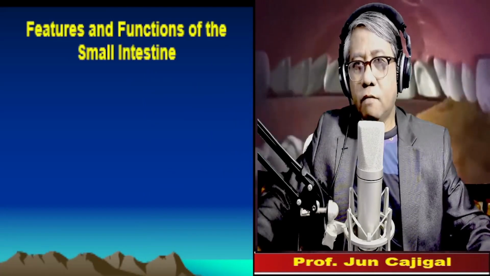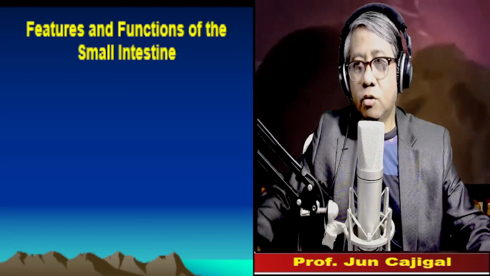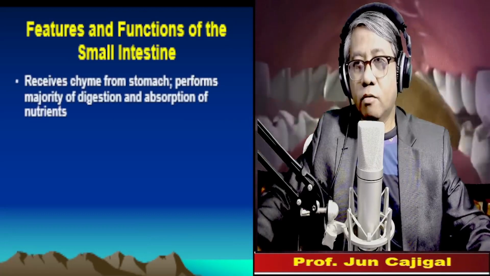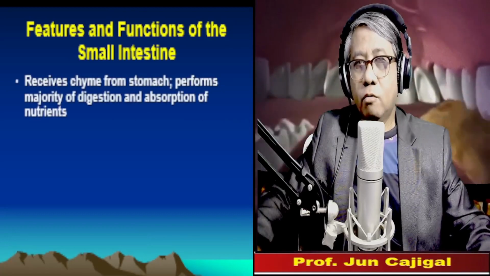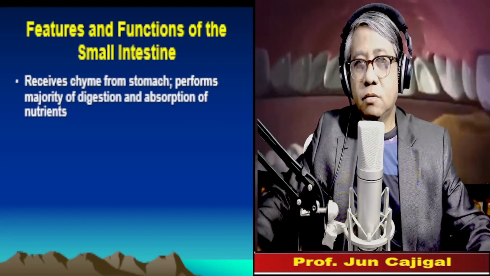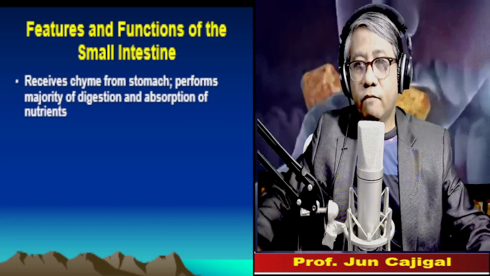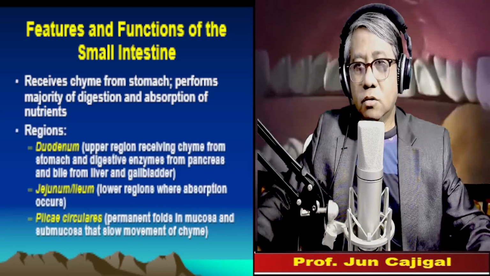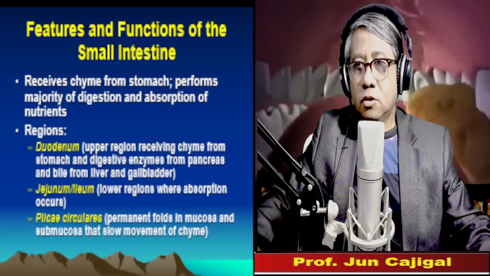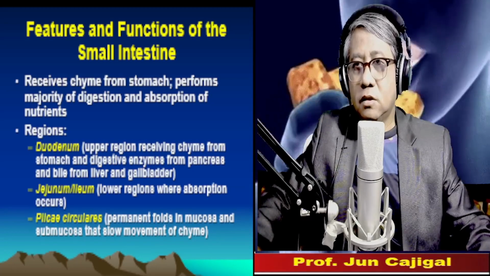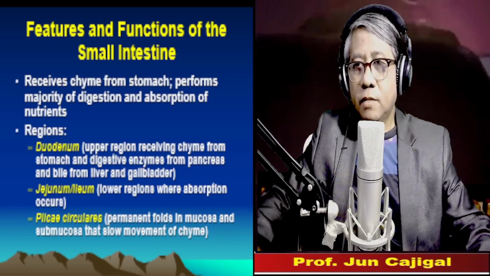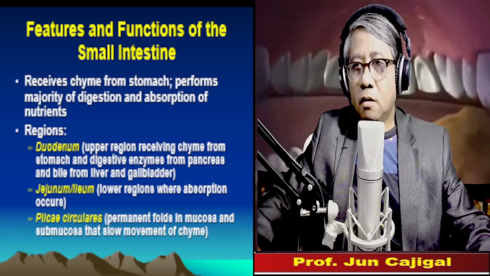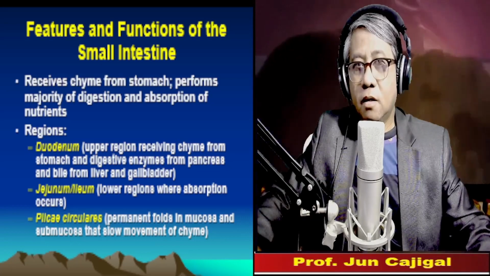Now, let us enumerate the features and functions of the small intestine. The small intestine receives chyme from the stomach and performs the majority of digestion and absorption of nutrients. The small intestine has the following regions. Number 1, we have the duodenum, which is the upper region receiving chyme from the stomach, and digestive enzymes from the pancreas, and bile from the liver and gallbladder.